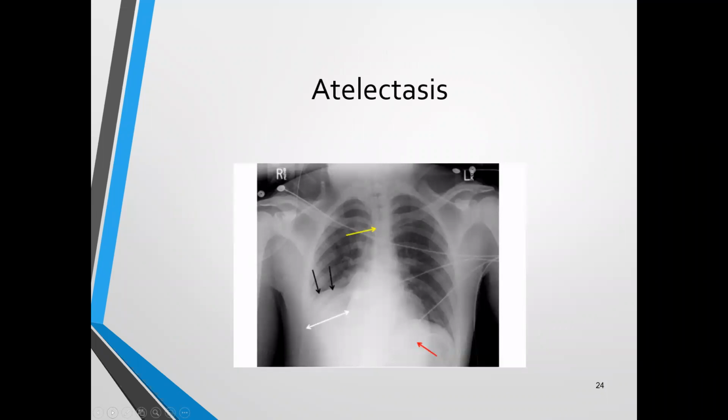This is obviously a pediatric patient. You can see where those arrows are, so atelectasis. You don't really see too much, a little bit of a line there. What's significant here is that this is actually a right lower lobe atelectasis, which is pretty well defined.